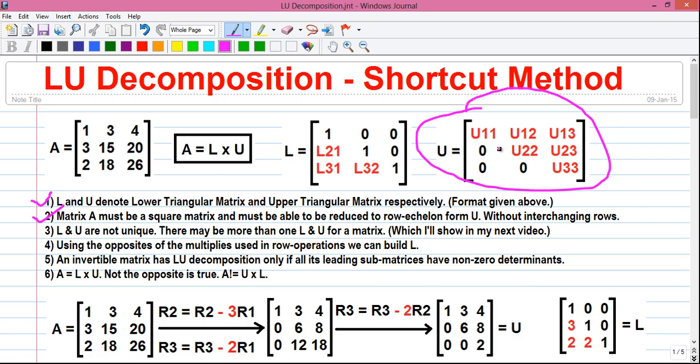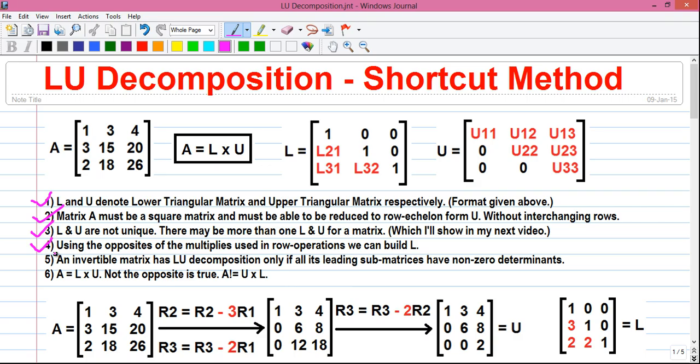Row echelon means we have values on the diagonal elements and above the diagonal elements, and all the elements below the diagonal are 0. This form or representation of a matrix is called the row echelon form. Note 3. L and U are not unique. There may be more than one L and more than one U for a matrix, which I will demonstrate in my next video. So don't forget to watch my next video.